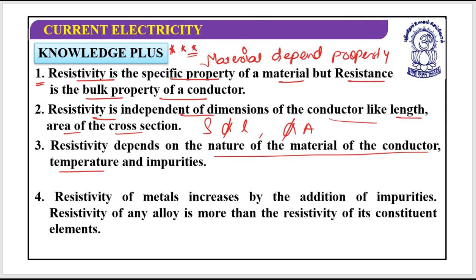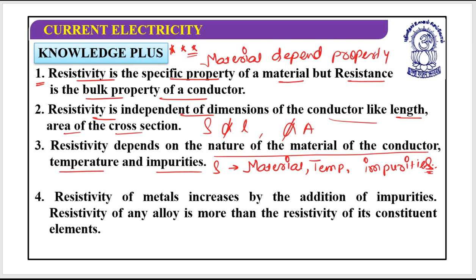It depends, first, on the nature of the material of the conductor, second, on the temperature, and third, on the impurities. So please remember, rho depends on first the material, second the temperature, and third the impurities. It depends on these three parameters only. It does not depend on the length of a conductor, or on the cross-sectional area of a conductor.